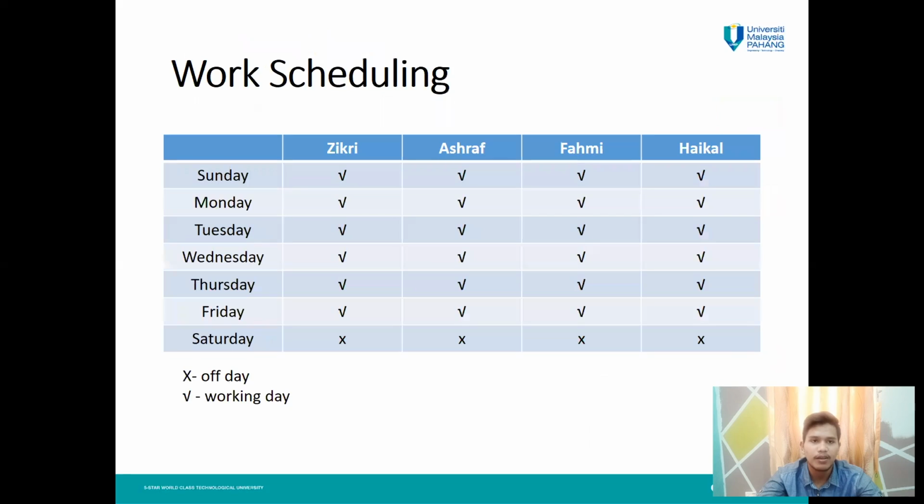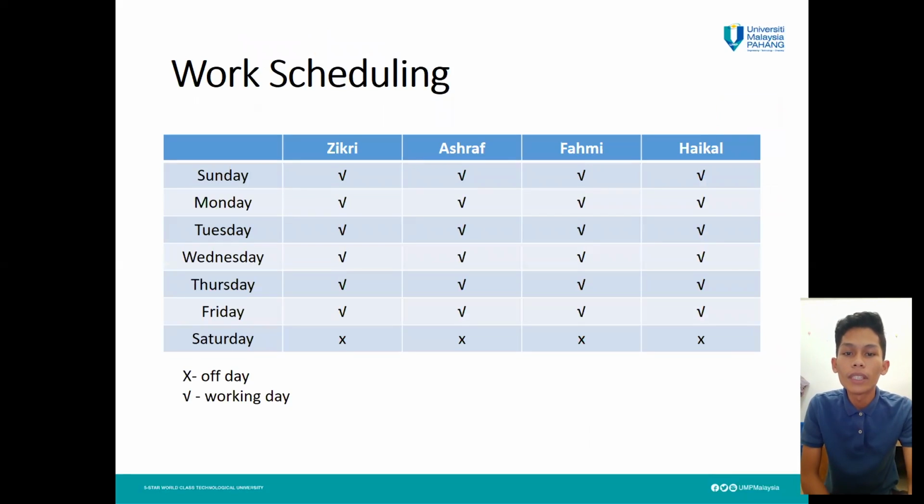We pass our presentation to Helmi. Thank you very much. My name is Muhammad Helmi bin Kamarudin. First of all, thank you to Zakri. Today I will continue this presentation. I will present about work scheduling, bill of material, and the last is about break even. Firstly, as you can see, our company works from Sunday to Friday and holidays only on Saturday.